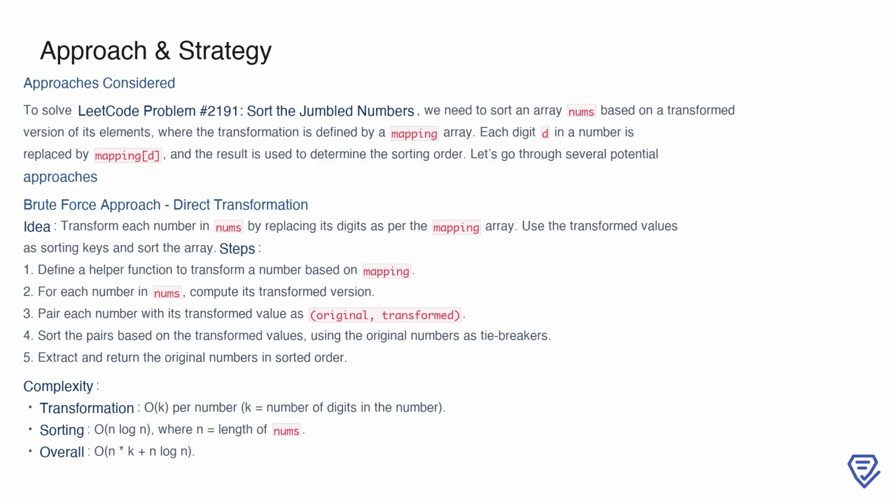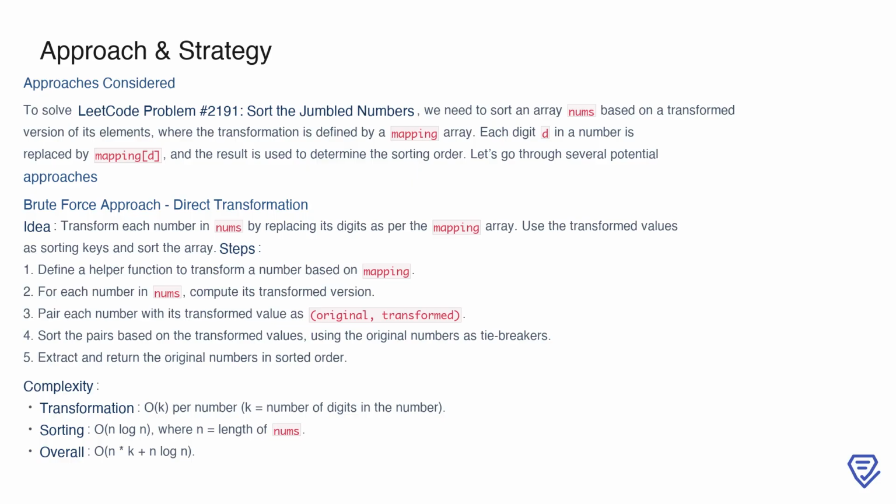One straightforward approach we can consider is the brute force method. In this approach, we first define a helper function to transform each number by replacing its digits according to the mapping. Then, we compute the transformed value for each number, pair it with the original number as (original, transformed), and sort these pairs based on the transformed values. When there are ties, the original numbers act as tiebreakers. Finally, we extract the original numbers in their new sorted order.